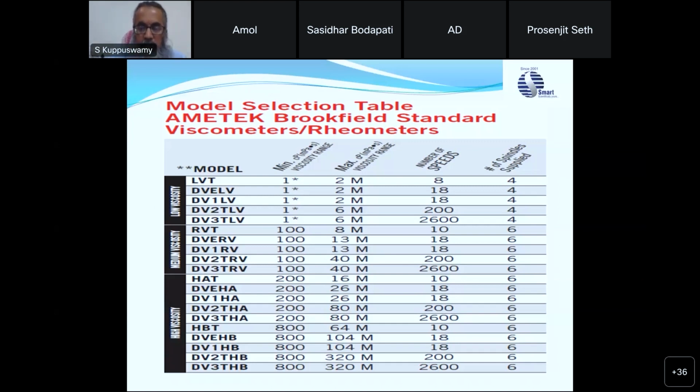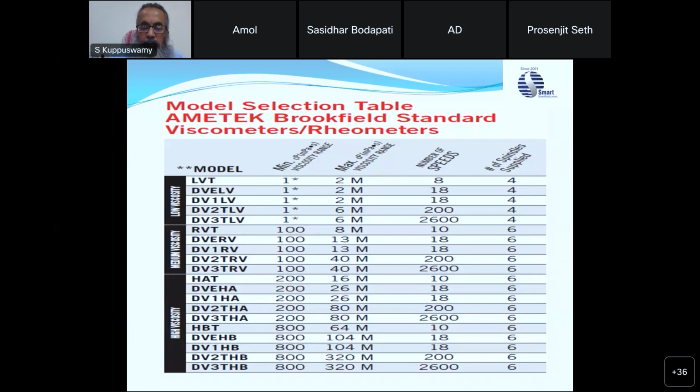And you can adjust the speeds in this viscometer in steps. The lowest model, LVT, has 8 steps, then DVE 18 steps, then DV2T 200 steps, and DV3T or DV Next 2600 steps. The speeds can be adjusted. And with low viscosity viscometers, LV models, 4 standard spindles are supplied. Each spindle has a different range.